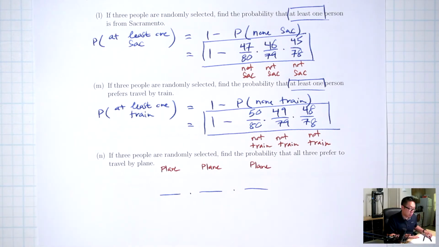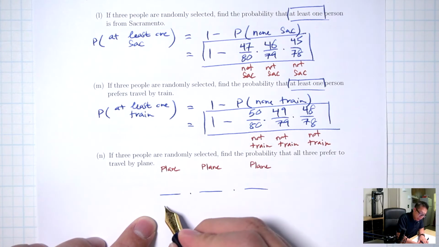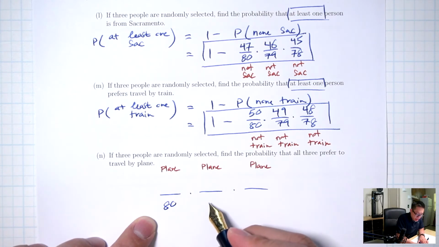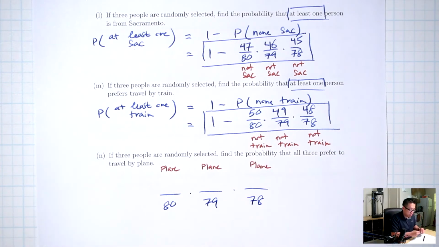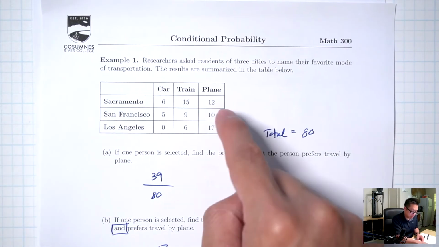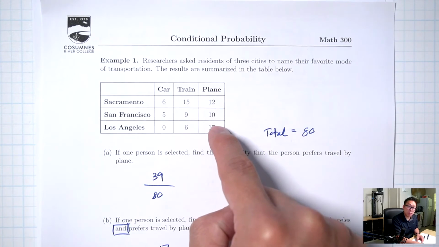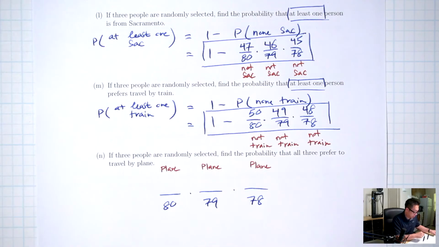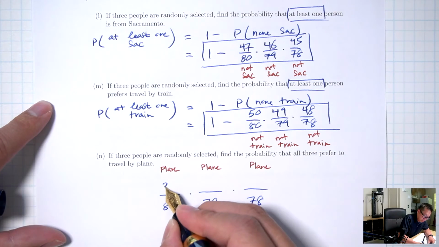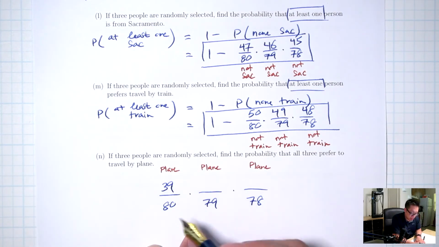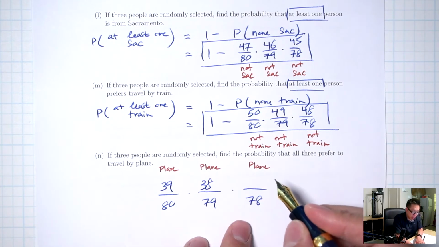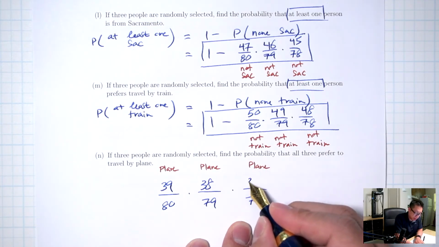And you do this the same way you did it on the previous page. So the bottom for the first fraction will be everybody, which is 80. It's going to go down to 79, 78. First fraction, I want plane. Plane is 12, 10, 17. Pretty sure that's 39. And then another plane. So that means I should be down by 1 to 38. And then again, another plane to 37.